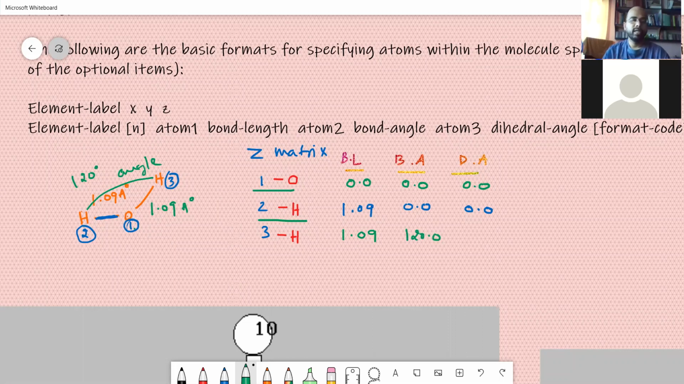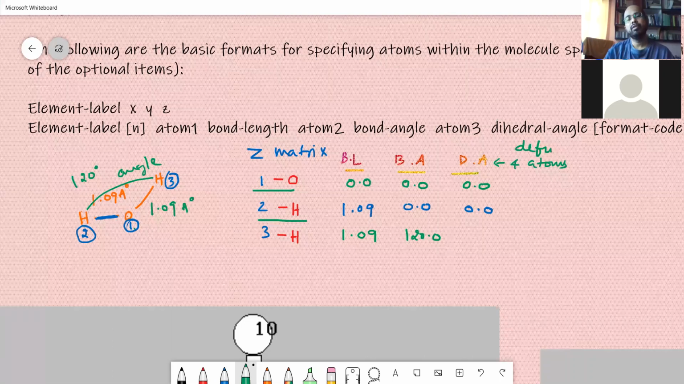Even if you write straight 90 degrees, it is no problem, because the optimization process will take care of that. After that we have to go for the dihedral angle. Note that for a dihedral angle you require at least 4 atoms.